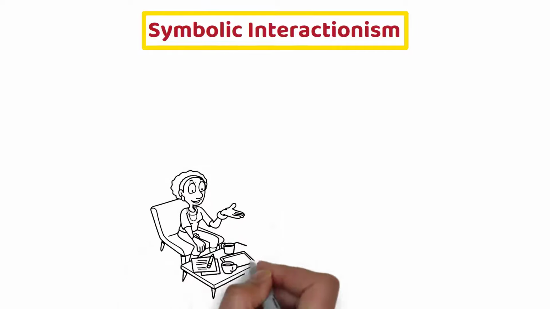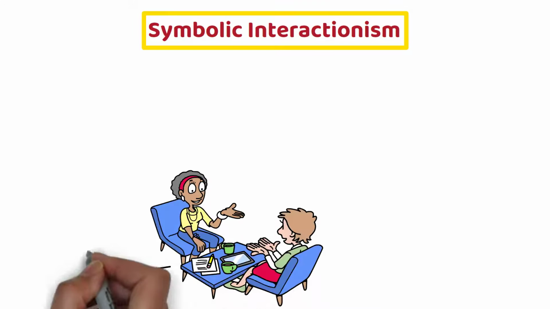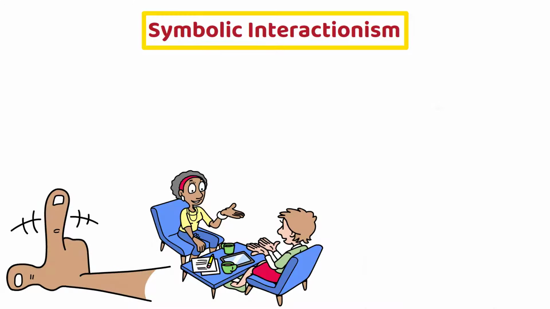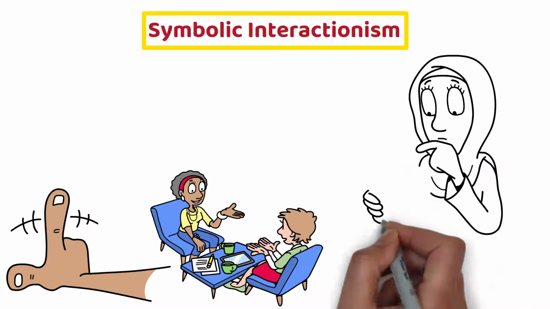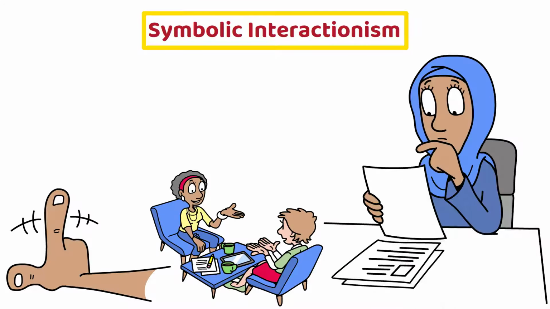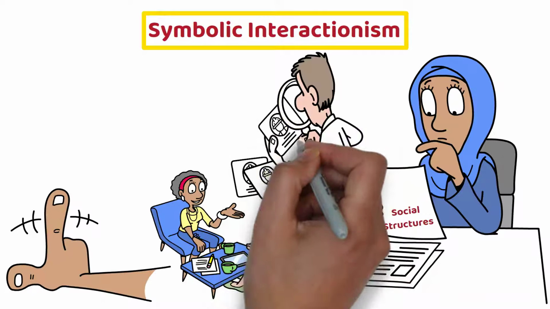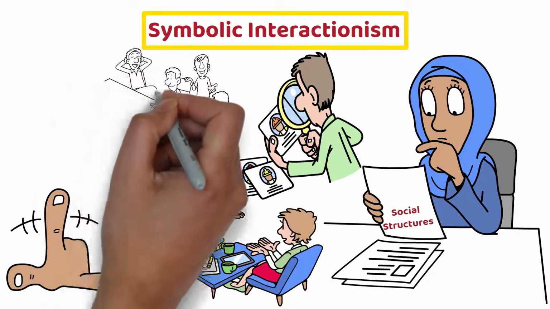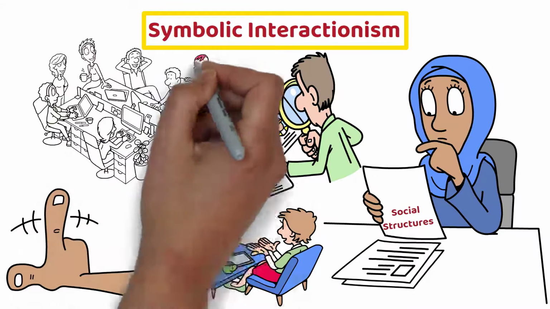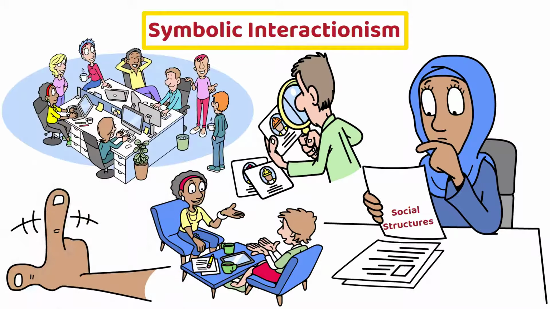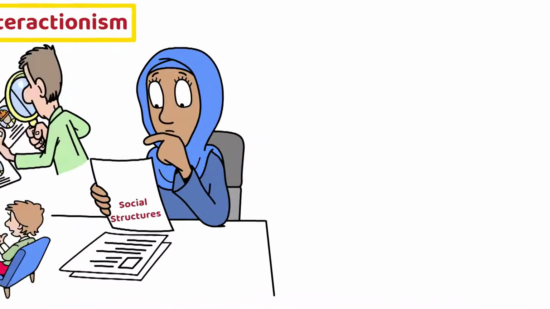Symbolic interactionism is a sociological theory that focuses on small-scale, everyday social interactions between individuals. It is contrasted to other major sociological theories such as structural functionalism that tend to focus on large-scale social structures. Instead of looking at the big-picture issues, symbolic interactionists are concerned with how individuals interact in everyday interactions and how people make meaning of the world through these everyday situations.